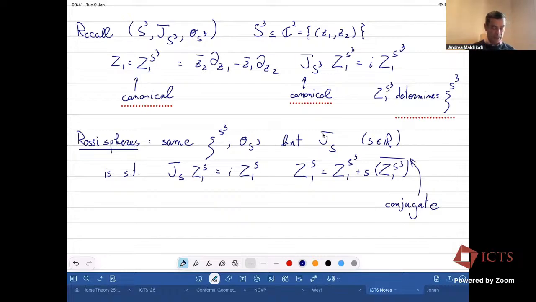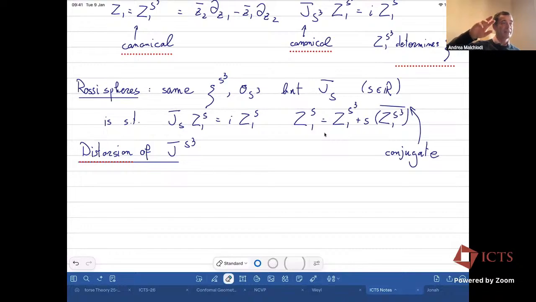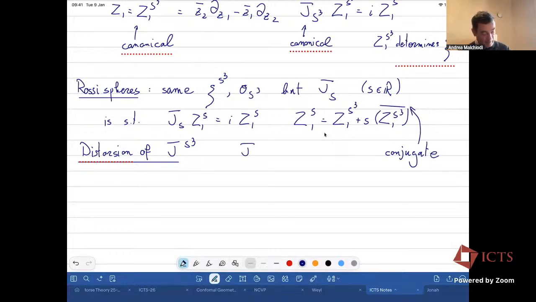So this is a distortion of the complex rotation of S3. It's a different one. The contact plane is the same, but the complex rotation J is different. It's determined by a change of the eigenvector. Notice that J0 coincides with the standard rotation of S3. But if you take S to be non-zero, then the complex rotation is a little different.